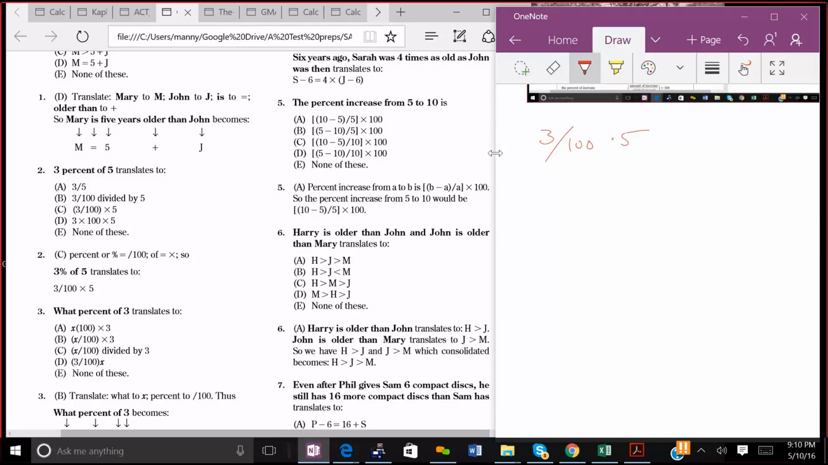That's number 2. Look at number 3. What percent of 3? What always means x. Percent always means divide by 100. Of always means multiply, and 3 is 3. So these two you need to memorize. I mean, using this technique you need to memorize.